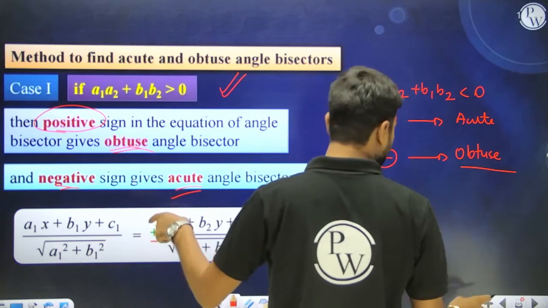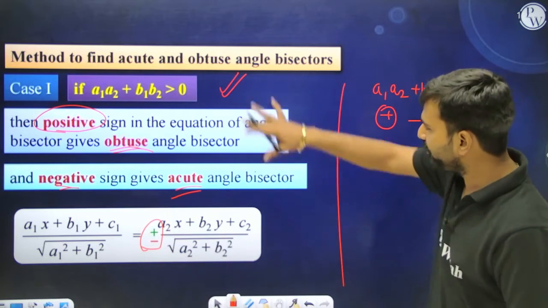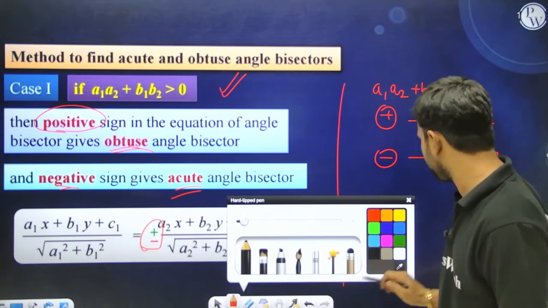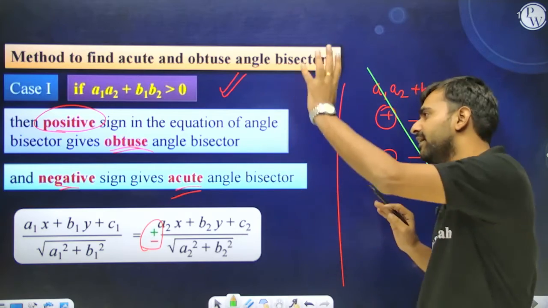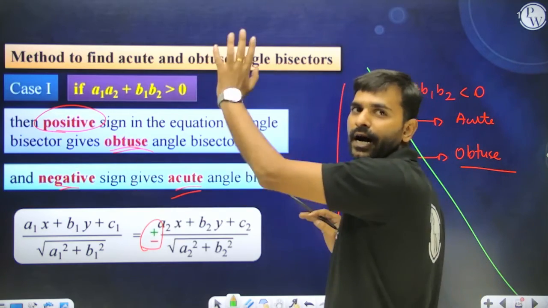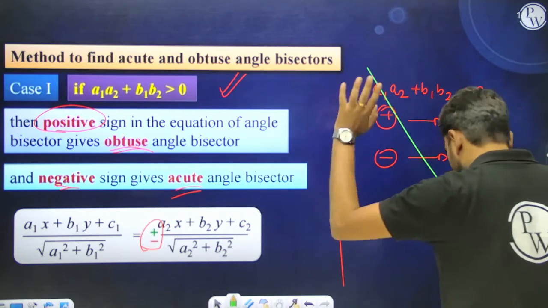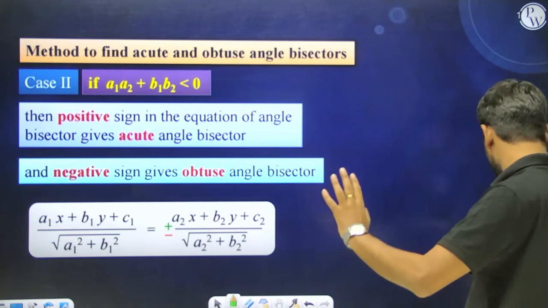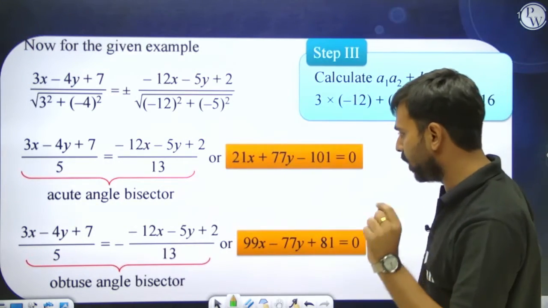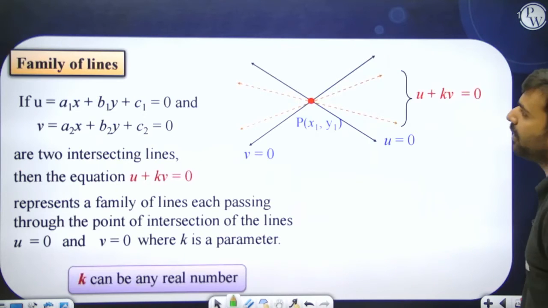This plus and minus sign is to be taken over here. If you remember this case, then the other is by default done. Otherwise, if you try to remember both of these, you will get confused. So only remember this case, and the exactly opposite of this is going to be the other. Remember this one only, and the questions will be done. Don't memorize both, otherwise you will get a lot of confusion. So that's how we get the acute angle and obtuse angle bisectors.